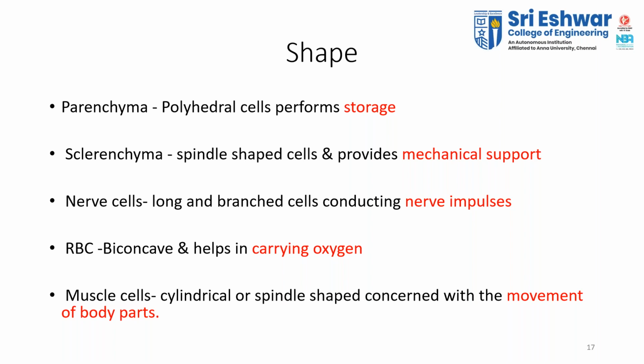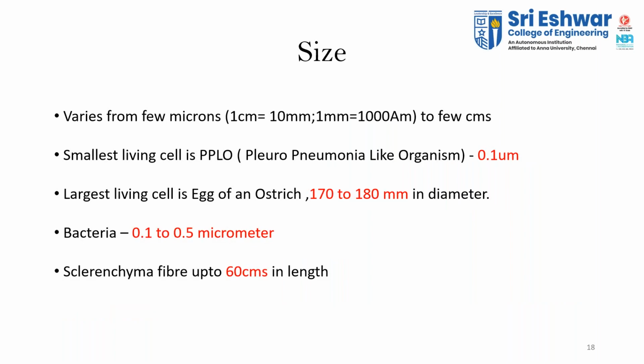Each and every cell of the human body will have a different shape. And next, the size varies from a few microns to a few centimeters. The size of your cell will vary from 1 centimeter, 10 millimeter, to 1000 micrometers. Okay, so all these are in different shapes and sizes.